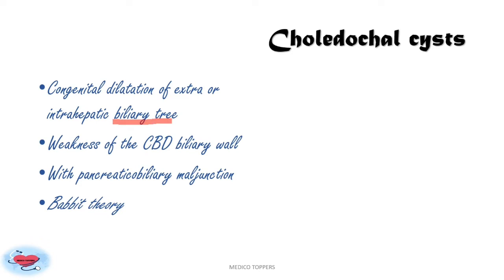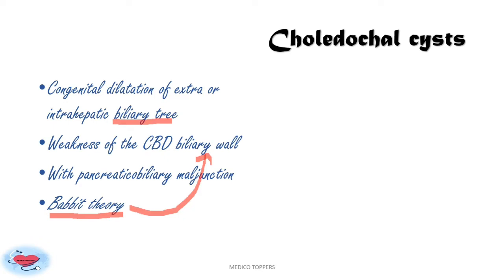Next comes Babbitt theory. What does Babbitt theory say? Because of this, there is reflux of pancreatic juice into the bile duct. In that juice we have many enzymes, so those enzymes will destroy the bile duct wall, which leads to ductal wall weakening and dilatation. This is what Babbitt theory says.